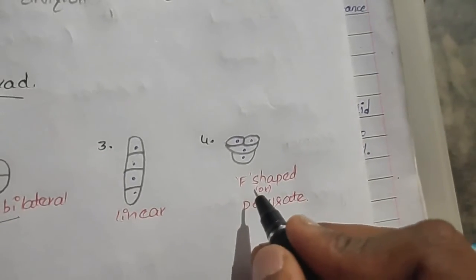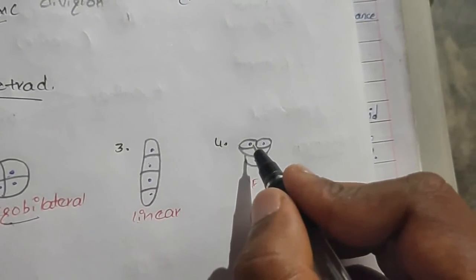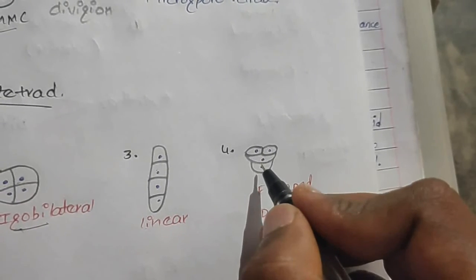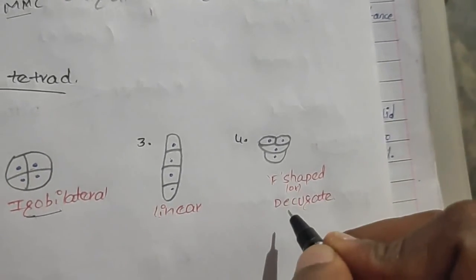And another type is T-shaped or decussate. In this type, the upper two nuclei are opposite to each other, and below this there are bulge-like structures formed. This type is known as T-shaped or decussate.